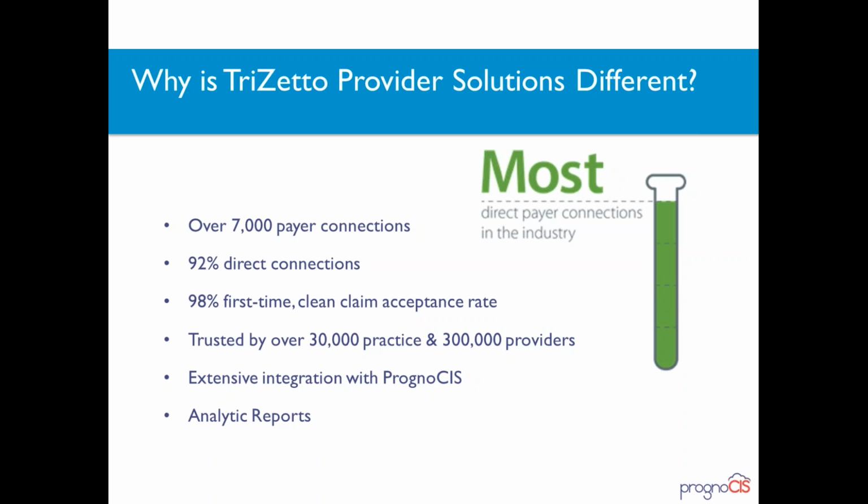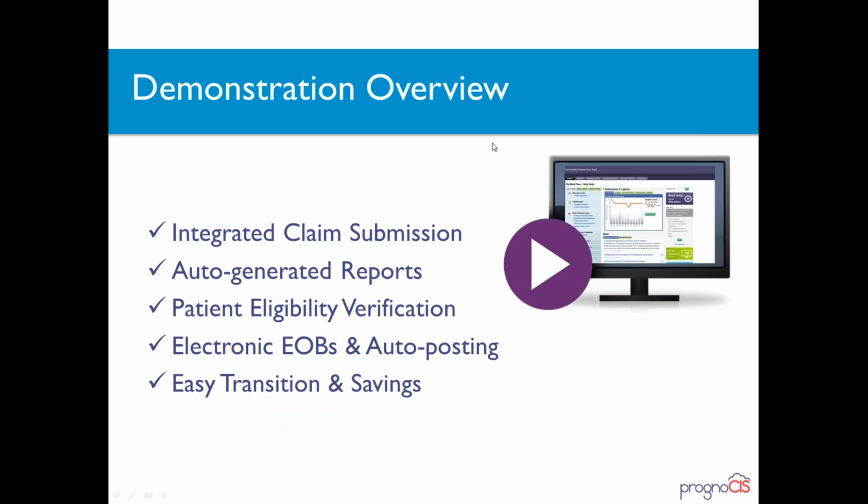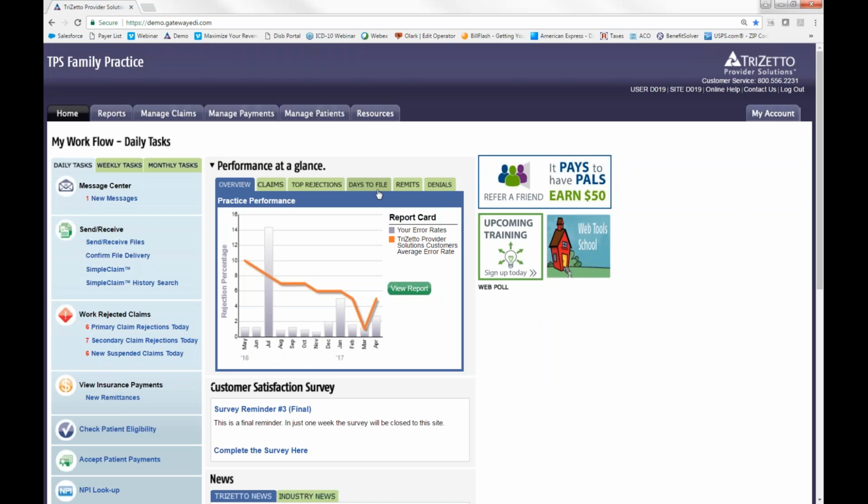Integration with Prognosis makes your job easier. I'm going to go through and illustrate these tasks that you can take to help maximize your revenue by using TriZetto and Prognosis together. We will share the integration, TriZetto Reports, Eligibility Verification, automated EOBs, and how to make an easy transition and savings. I'm going to go ahead and share my screen on the TriZetto client portal and just give you a quick introduction to this as well.